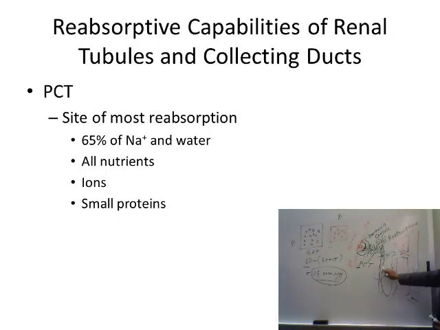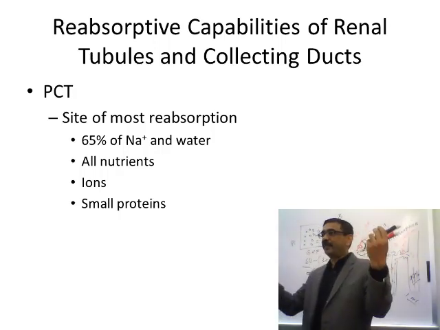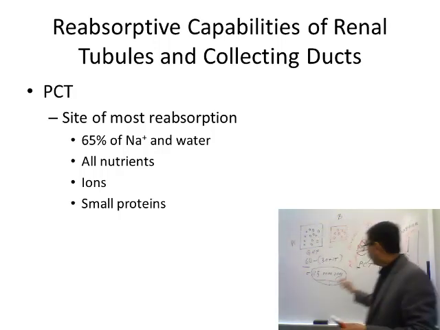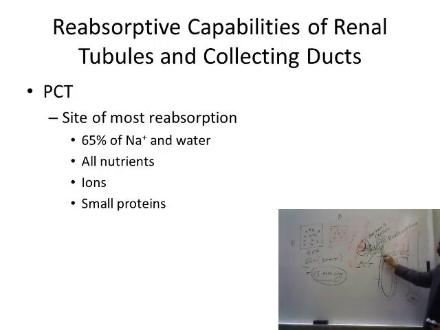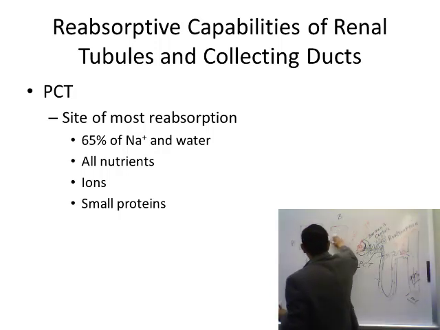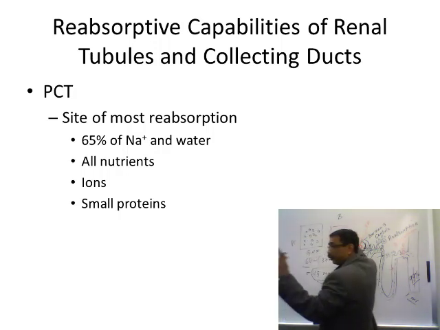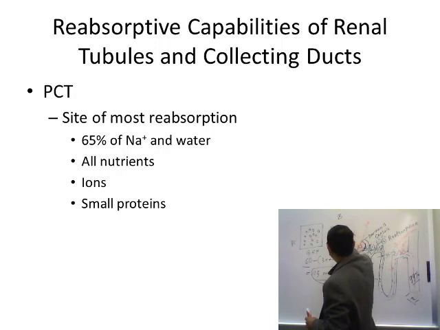Then this part, the loop of Henle. Now there is another thing here. I said 65% of everything will be equally reabsorbed. That means the volume will go down a lot, but the concentration will remain the same. Very simple. Like you have a solution here. This is a beaker. You have a solution of glucose. This is very important to understand urinary function.